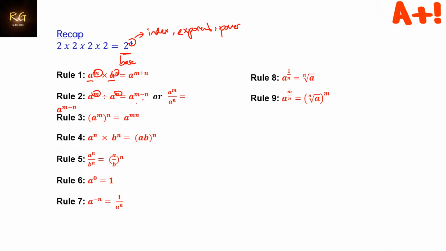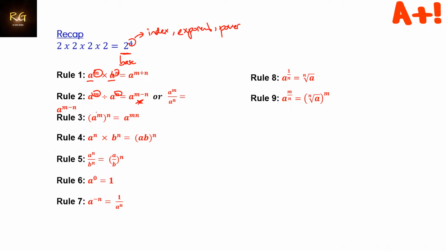It's pretty straightforward. Sometimes in questions they won't write division, but instead they will write it in the form of a fraction. We need to know that even though they are writing in the form of a fraction, it means that a to the power of m is being divided by a to the power of n. So the same rule applies, where we can write it as a to the power of m minus n.